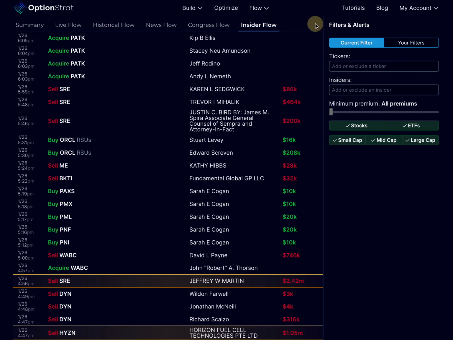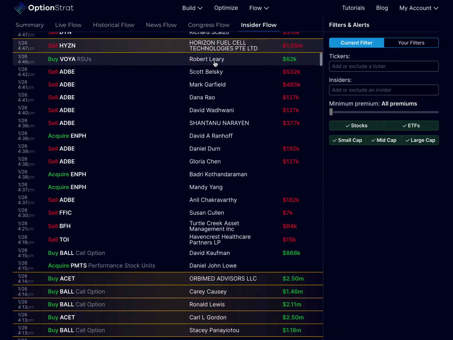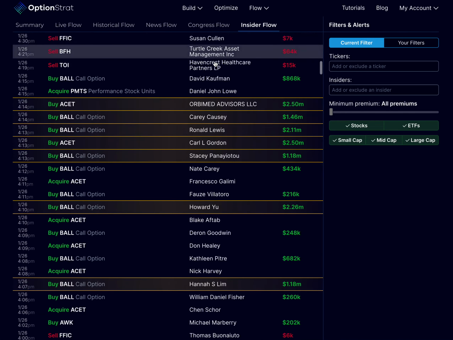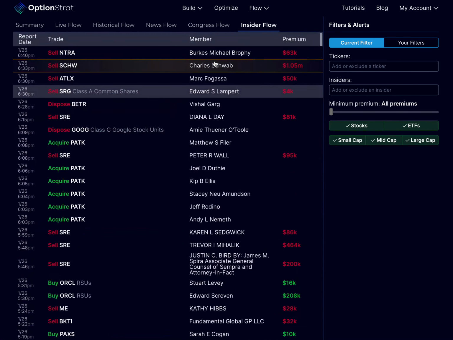I would say that buying is probably a little bit more bullish. If you've got somebody buying their own company stock, to me that says something. But at the end of the day, this is a way for me to come in and specifically see what all of these individuals are doing with their own company stock. So with that, I think we have covered the flow tab.